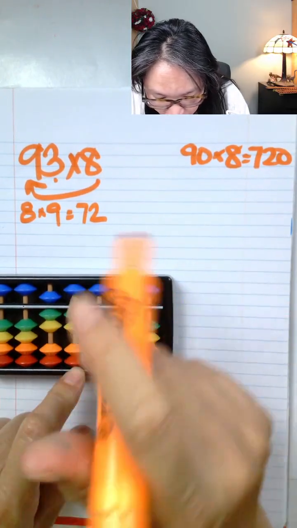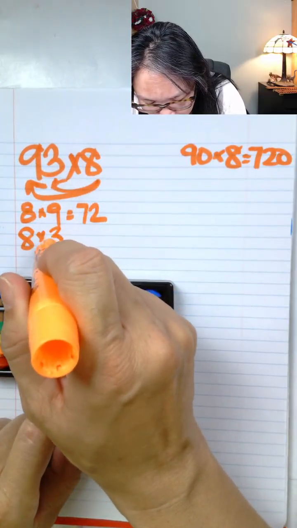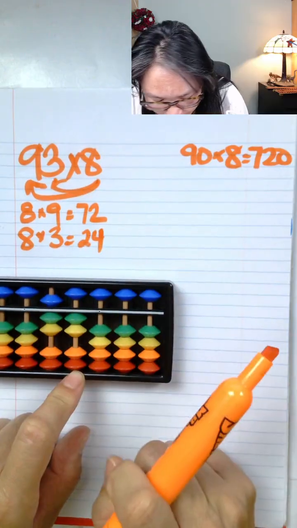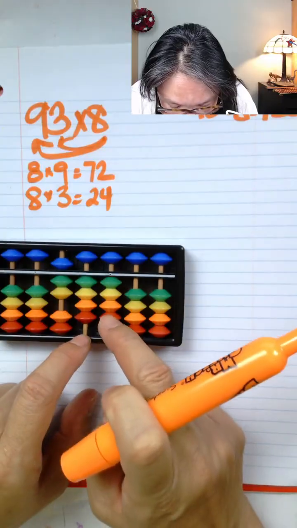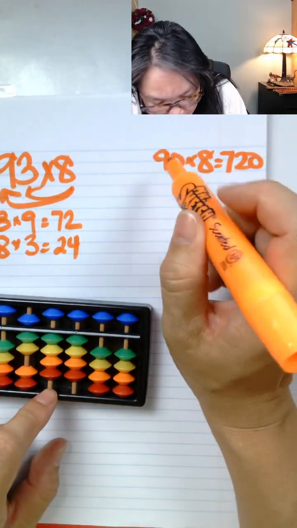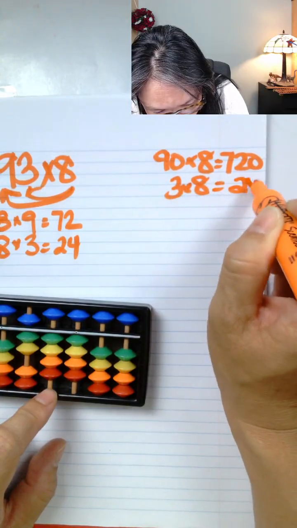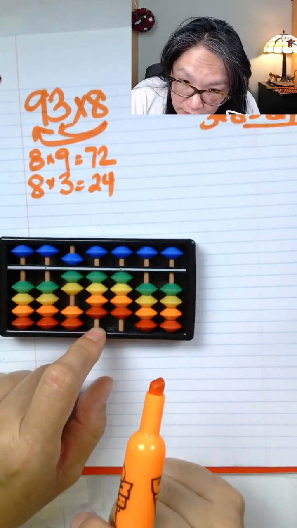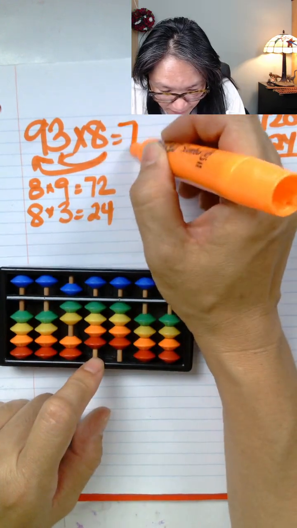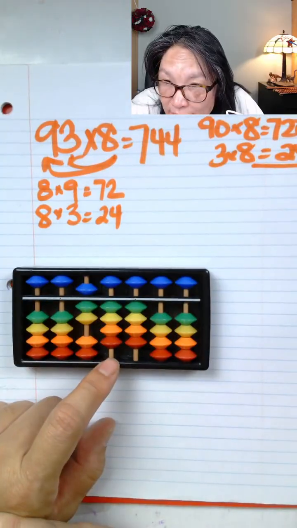We add 72. Now we're going to add 24. 8 times 3 is equal to 24. So do I have it? Yes. I can add my 2 and I add my 4. And that's it. So on the mainstream math, we do what? 3 times 8 is equal to 24. And then you have to add it. Thank you, Melinda. My answer is 744. And that's it. That's multiplication.